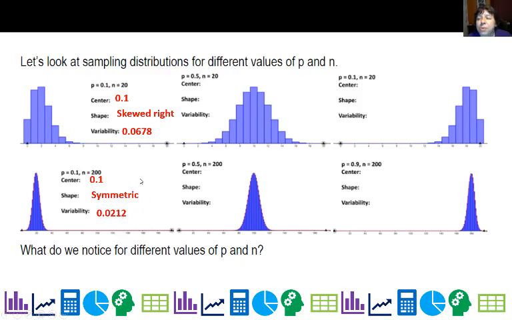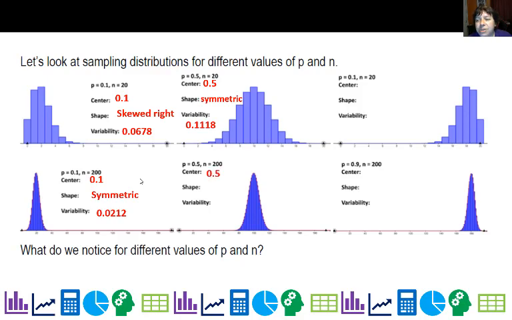Okay, now let's look with 0.5 and a sample size of 20. Well, the center is 0.5. The shape is pretty symmetric because in this case we actually hit that np rule. And then the variability using the formula is 0.118.